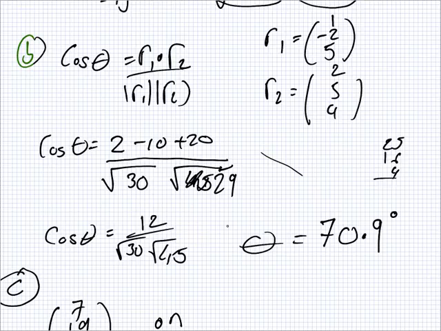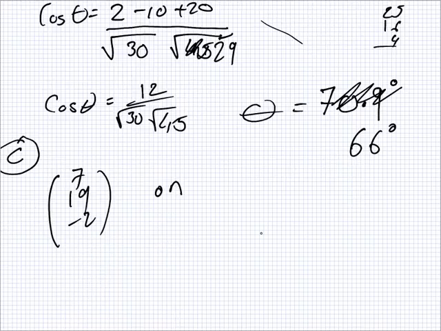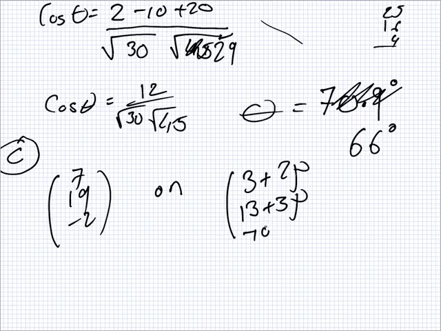So the angle is 66 degrees. Okay, continue. For the C part, we want to show that (7, 19, -2) is on L2, which is (3, 13, -10) plus mu times (2, 3, 4). Do you remember what we have to do here? We just have to find any mu that makes (7, 19, -2).